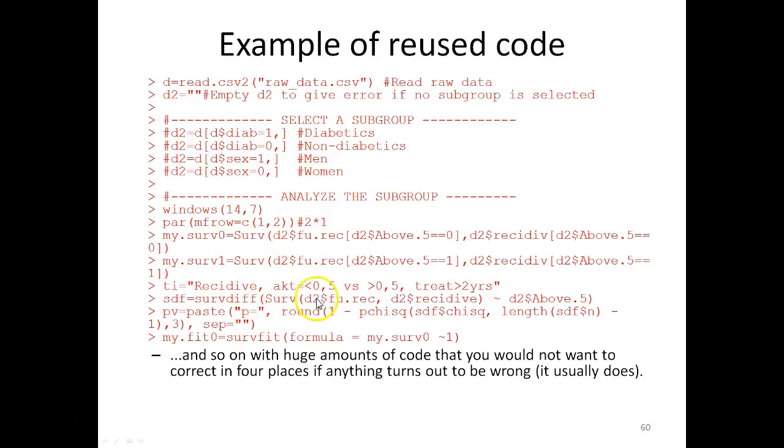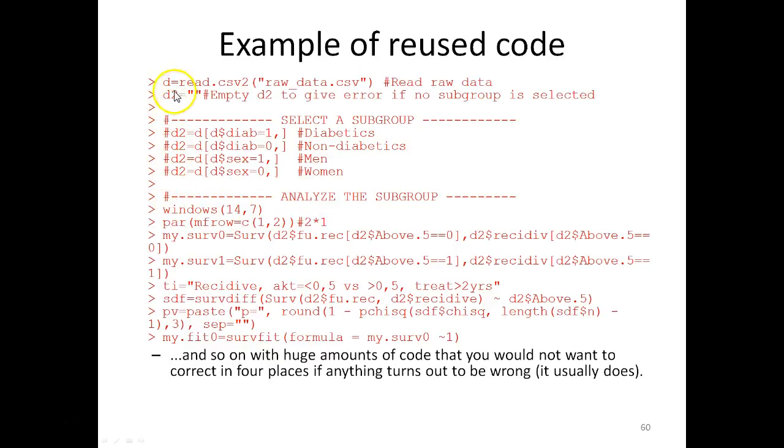So if you find that there is something wrong in the code here, you only have to change that once instead of in 4 places if you had copied the piece of code and put the diabetic selection or non-diabetic selection within the code itself.